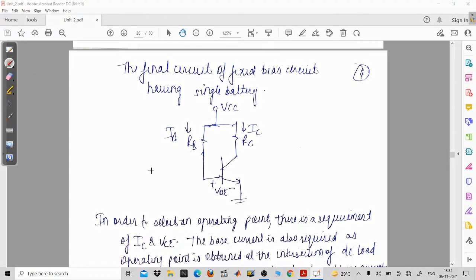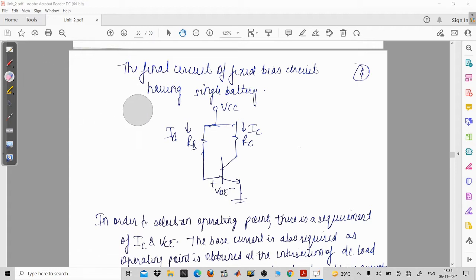So now this is the final circuit of the fixed bias circuit. For this fixed bias circuit, we will try to find out the operating point. If you want to find the operating point, then you need to find two variables, that is IC and VCE, because the DC load line is on the output characteristics of the transistor, and output characteristics is plotted between the collector current and the collector to emitter voltage.